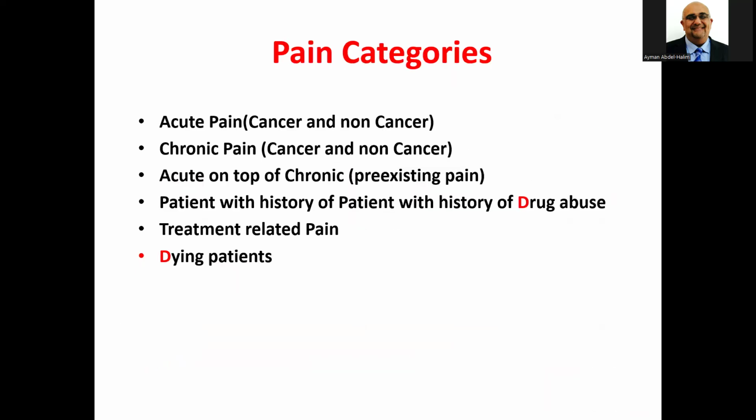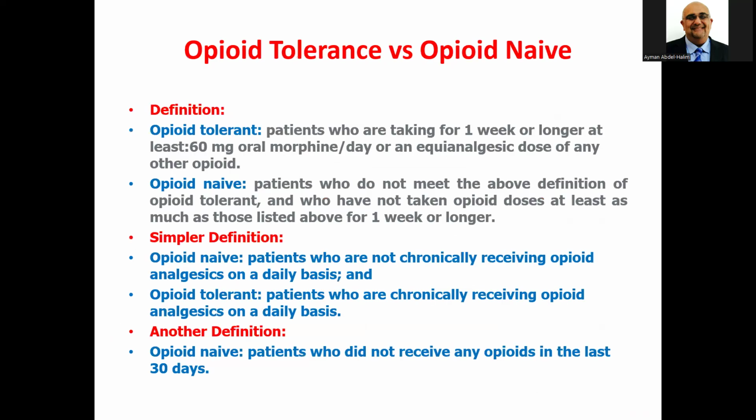Pain categories. We have acute pain, chronic pain. We have acute on top of chronic pain. We have patients with history of drug abuse, treatment-related pain, and dying patients. Opioid tolerance versus opioid naive. This is a very important topic, guys.